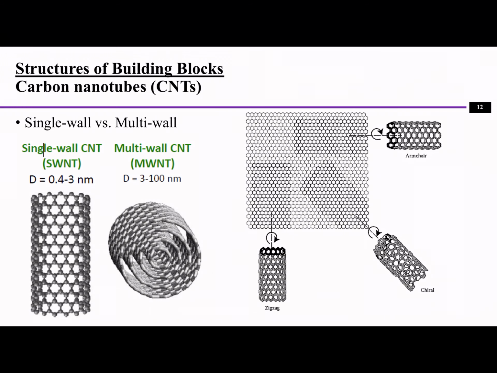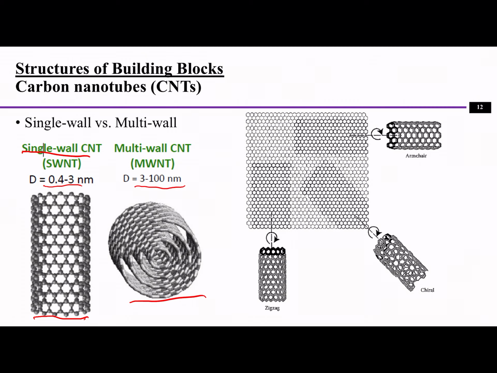And when we are looking at carbon nanotubes, there are typically two kinds of carbon nanotubes. One is single wall. You can see a single wall carbon nanotube, versus multi-wall carbon nanotubes. Multi-wall carbon nanotube means that within one tube, there are actually multiple tubes inside it. The single wall carbon nanotube is about 0.4 to 3 nanometers, while the multi-wall is about 3 to 100 nanometers.